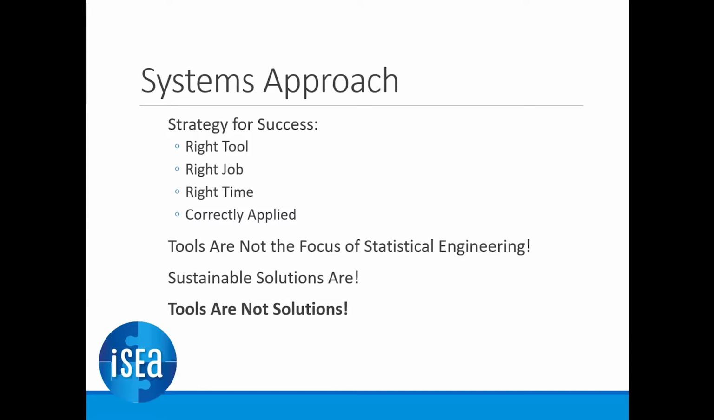Tools are not the focus of statistical engineering. We've been asked many, many times, how is this different from data science? Data science is an important component of statistical engineering, but statistical engineering is a strategic and tactical application of data science, along with organizational psychology, along with basic first principles science. The goal of statistical engineering, the goal for any solution to a complex problem, is a sustainable solution. That's what our focus is, how to create solutions that will last for an indefinite period of time.